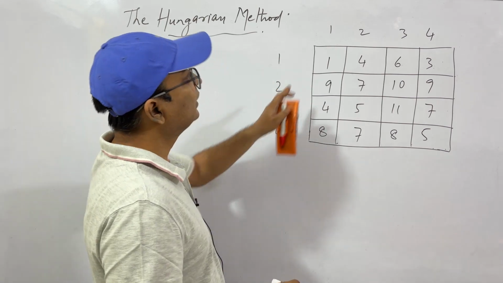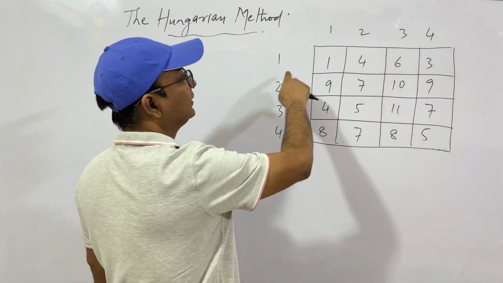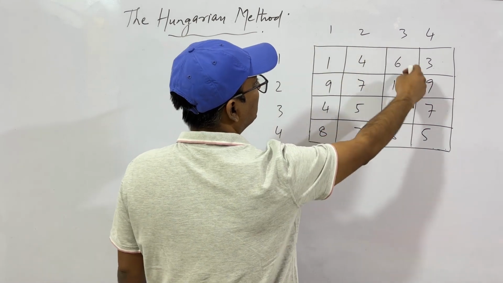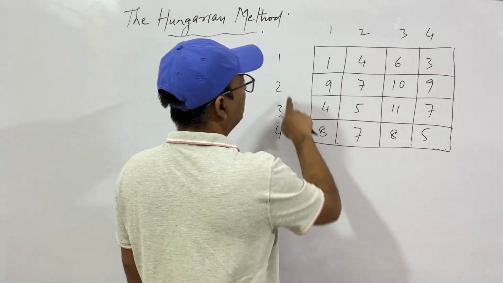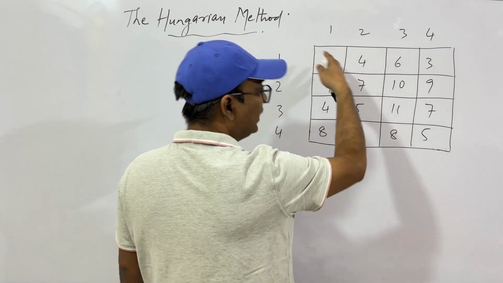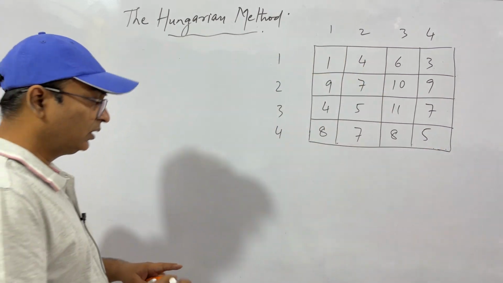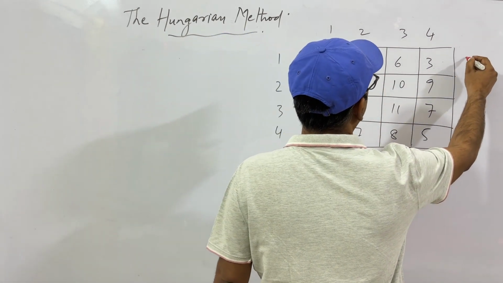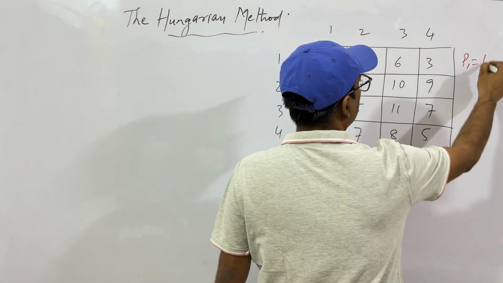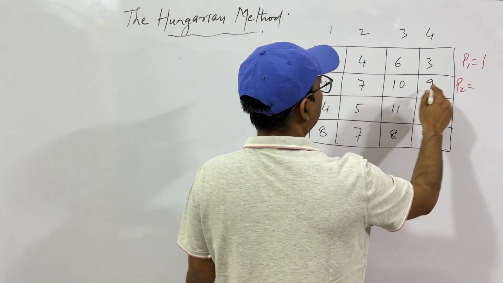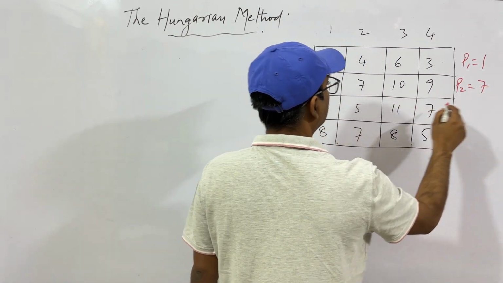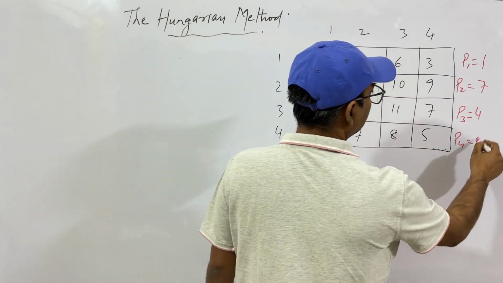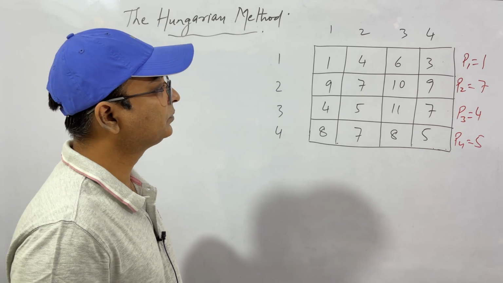We have 4 workers and 4 jobs, and the charges are different. See, the first worker takes rupees 1 for job 1. He takes rupees 4 for job 2, 6 for 3, and 3 for 4. Similarly, worker 2 takes 9 for 1, 7 for 2, and so on. Let's solve it. So the very first thing is we find P's. P1 is 1. See, this is the lowest value. P2 is among 9, 7, 10, 9, so it is 7. Among 4, 5, 11, 7, P3 is 4. P4 is among 8, 7, 8, 5, so it is 5. First step done.